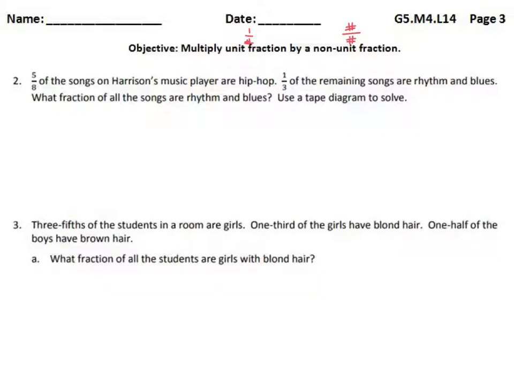So let's circle what's important. 5/8 is important. That's how much hip-hop music there is. And then 1/3 of the remaining songs. Remaining means leftover. Okay, that's super important. Remaining are rhythm and blues. We usually call that R&B, which I think is kind of similar to hip-hop. What fraction of all the songs are rhythm and blues?